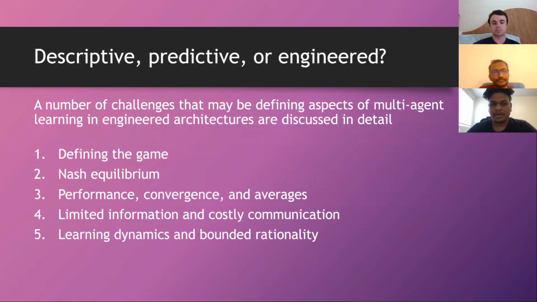There are a number of challenges defined in this multi-agent learning. There are 5 mentioned: defining the game, Nash equilibrium, performance, convergence and averages, limited information and costly communication, and learning dynamics and bounded rationality. In defining the game, they discuss the actual definition of agent utility functions.